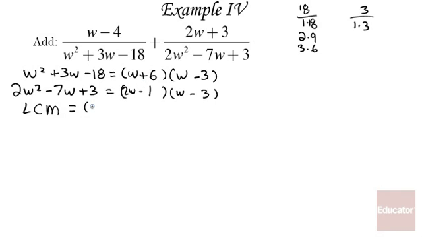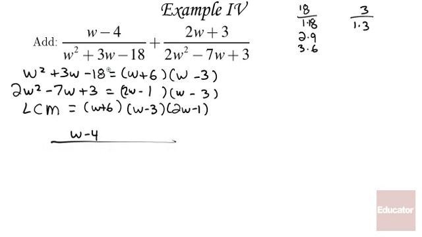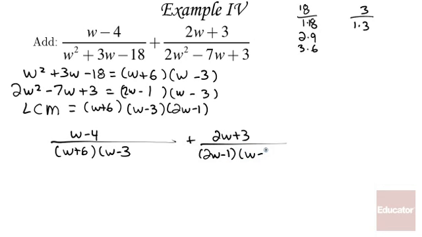Okay, up here I have w plus 6, and I have a w minus 3. So the w minus 3 is taken care of. Down here, though, I also have 2w minus 1. So this is my least common multiple. Now, I'm going to rewrite these rational expressions, putting the denominators in their factored form so I can see what I need to multiply by to get my least common multiple in the denominator. Factorization of this trinomial is w plus 6, w minus 3. The second one factored out to 2w minus 1 times w minus 3.